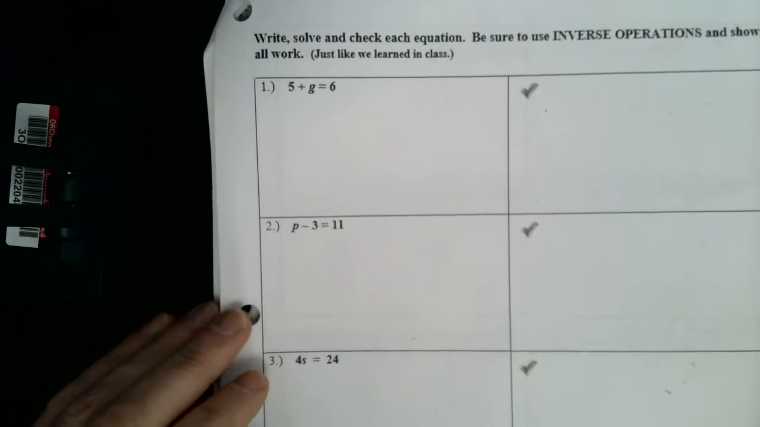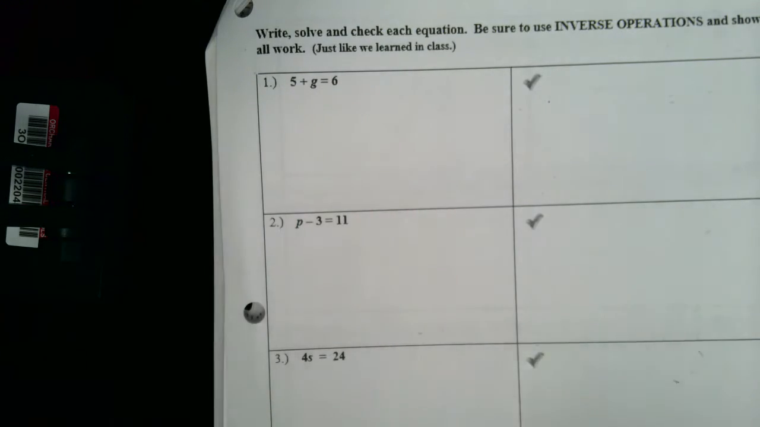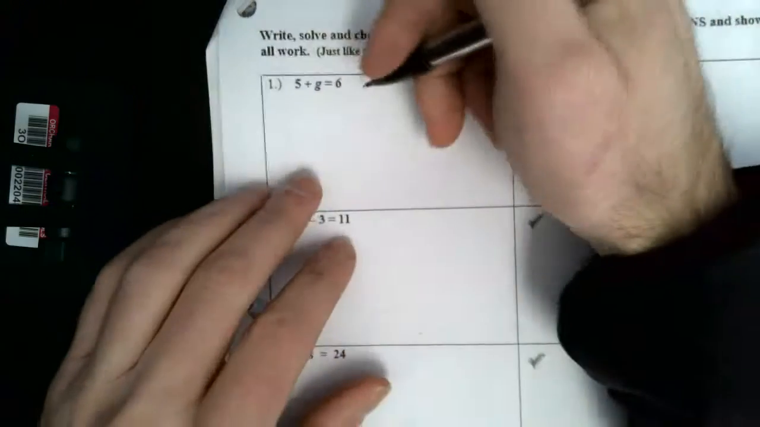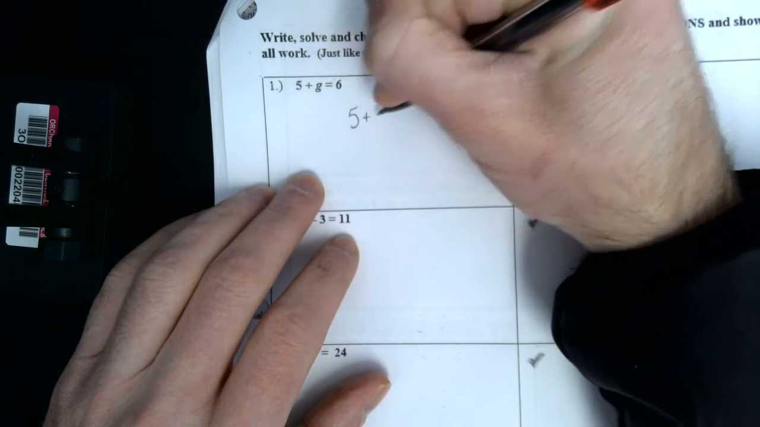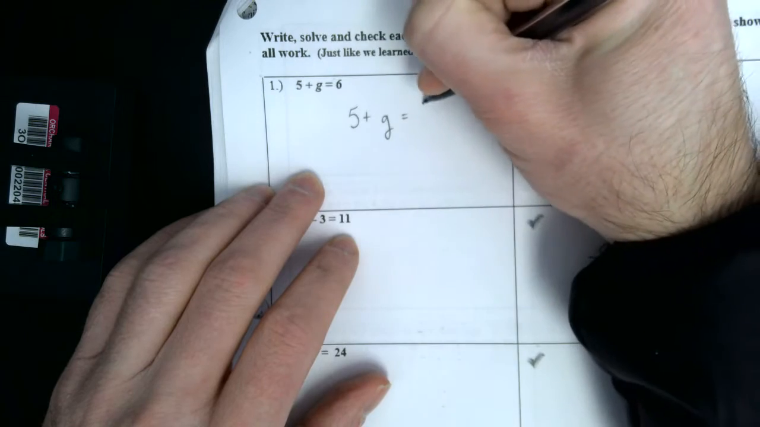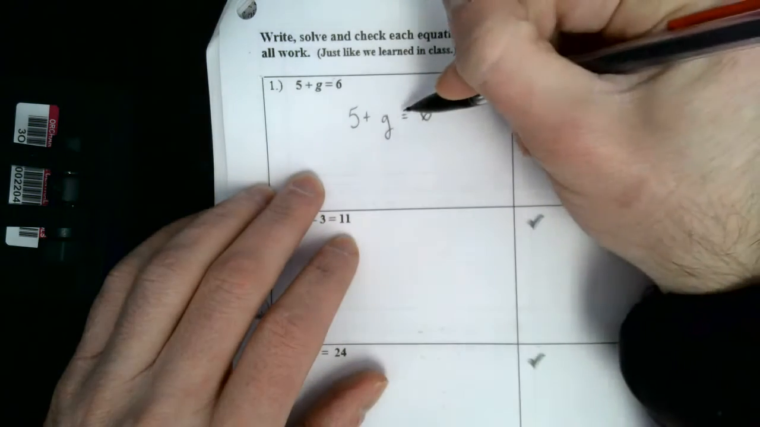All right, so we're going to just do one of these together completely. And then again, I'll show you some other tips for these. So let's try number one together, just so we can remind ourselves how to set up and solve an equation. First step is to write the equation, 5 plus g equals 6. And then we'll put a line through the equal sign.